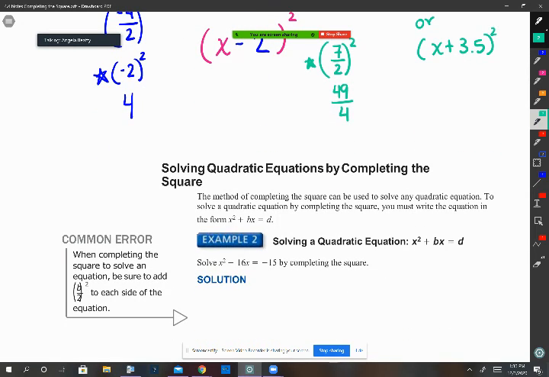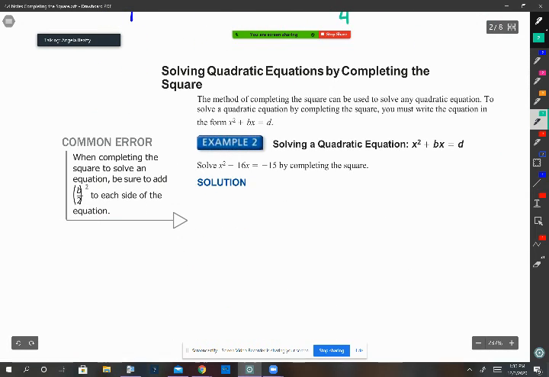It's going to be the same throughout the section. So you'll notice that as I look at example 2, it's very similar, but instead of not having an equal sign, it's equal to a number over here that they're calling D. So we're still going to look for C. I'm still going to go x squared minus 16x, and I'm going to leave a space for the C value.